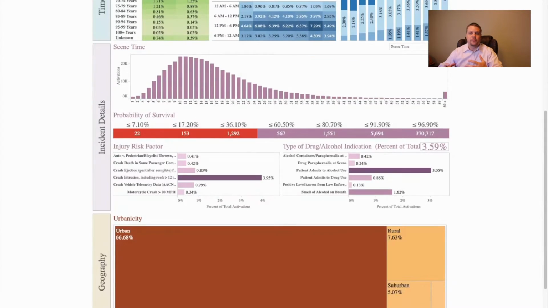The good news is probability of survival is that most of these patients, a whopping 370,717 encounters, had a probability of survival of 96.9%, and we know for the most part that is probably true. I'm willing to bet the majority of the incidents in here, or not the majority, but a good portion of them are probably patient refusals.